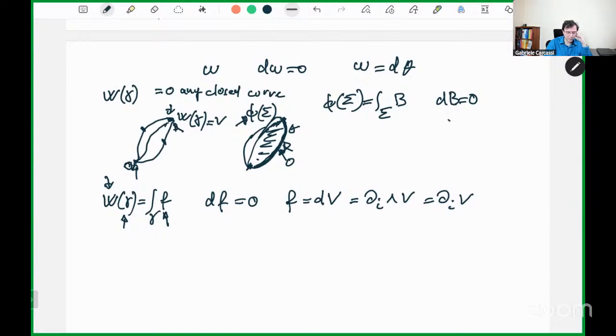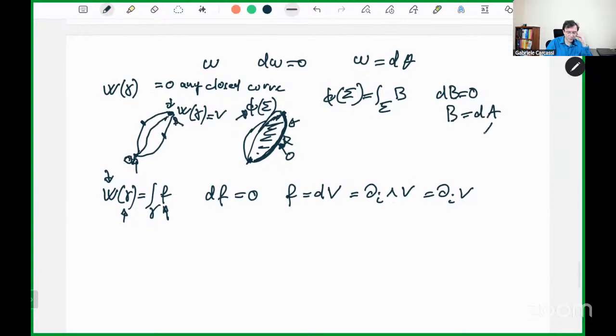Right? So we want to be able to say that B equals DA. And now with an A, we can imagine that we have, let's call it a C. I could imagine that I have a C that, given a gamma, I just have the integral over gamma of A. So on this one form, I have a corresponding function of lines.